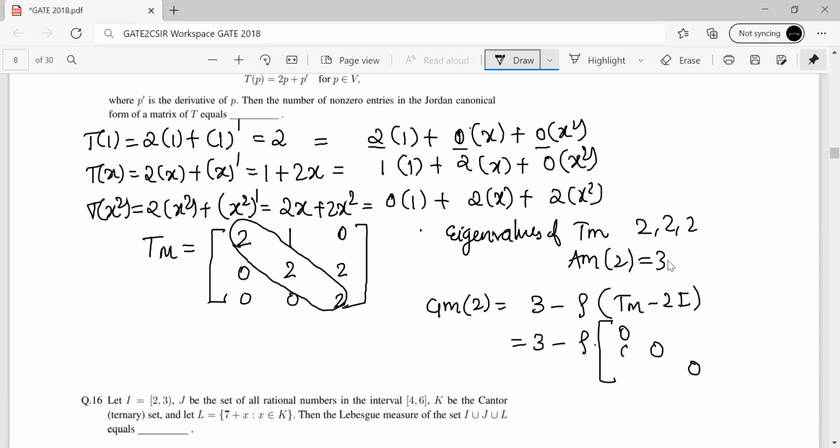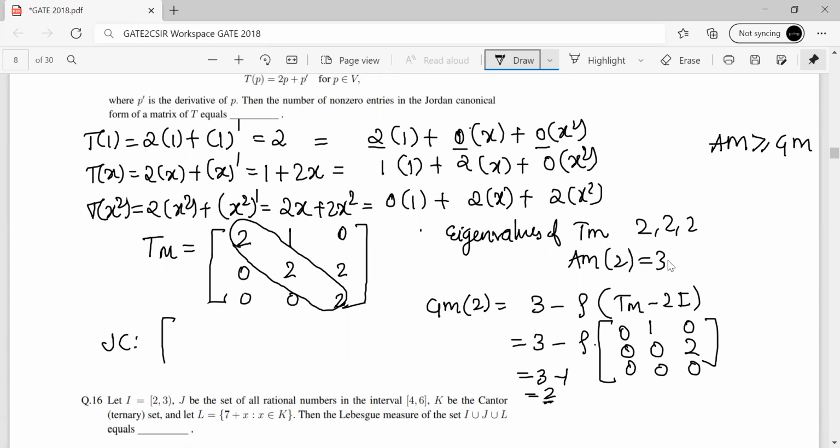Again, this will be 0. Here you have 0, 2, 0, 0, 1, and 0. The rank of this matrix is 2. So 3 minus 1 equal to 2. That means GM of 2 is 2, and AM of 2 is 3. So this matrix is not diagonalizable, but still it has a JC form. JC form always exists for every square matrix, whether the matrix is diagonalizable or not. So let's find the JC form. To find it, we know that AM is always greater than or equal to GM.